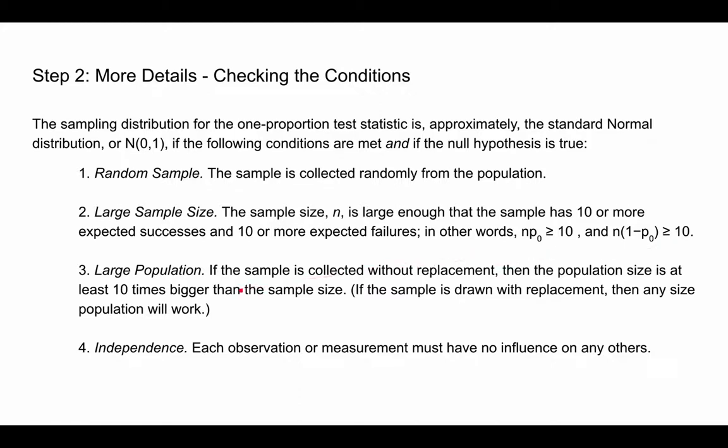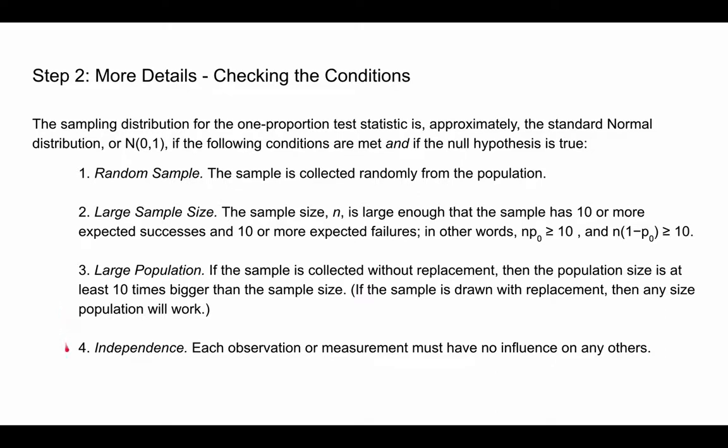Now, large population: if the sample is collected without replacement, then the population size is at least 10 times bigger than the sample size. So this is that whole thing where you have to multiply 10 times n and make sure that your number is smaller than the whole entire world that makes up the population.